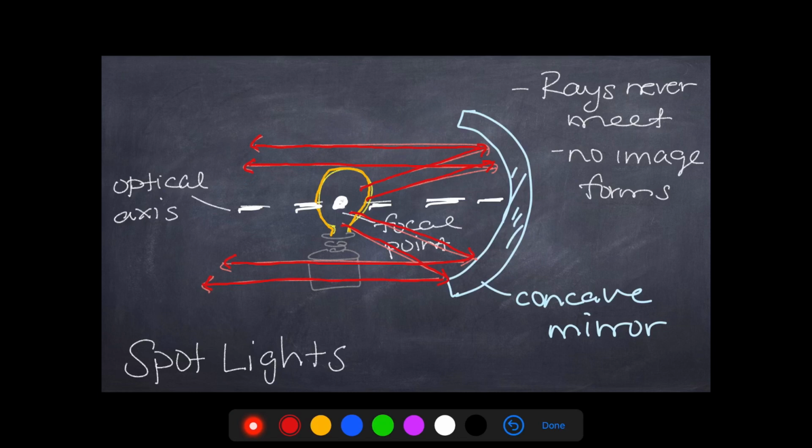So this is what a spotlight is. The rays are never going to meet. So see how these rays that are coming out, they're never meeting. They're just going to keep going. And you're having no image that is actually being formed. So you're not having a reflection of this light bulb in the middle. You're not seeing anything at all.